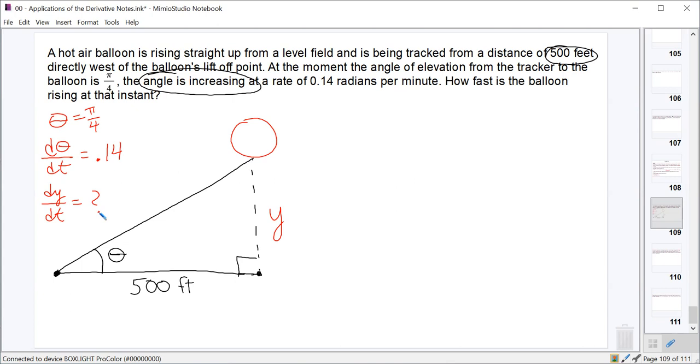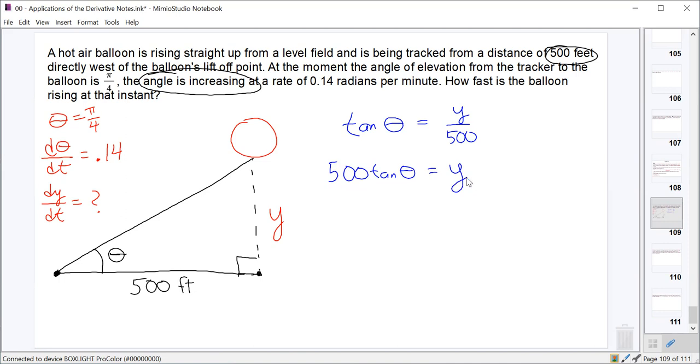So oftentimes, one of the things that you'll use here is some right triangle trig. And hopefully we can see that the tangent of our angle theta is y over 500, being opposite leg over adjacent leg. We'll multiply by the 500 to give us 500 tangent theta is equal to y. And now we're ready to take our derivative with respect to time.